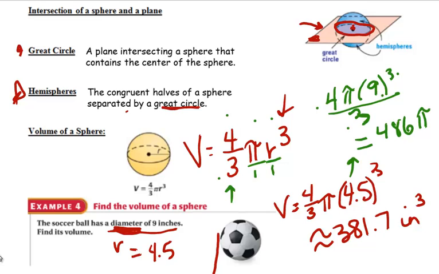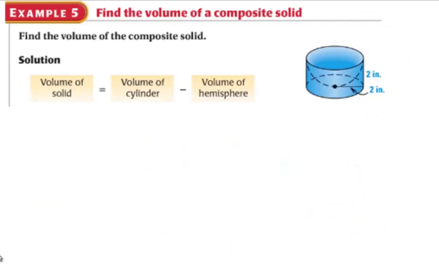And then that is an exact value, 486 pi inches cubed. So that would be your exact value. Okay, we're looking for the volume of a composite solid here. And so composite figures again. It tells us here to find the volume of the solid that we want. We're going to take the volume of the cylinder and subtract the hemisphere.